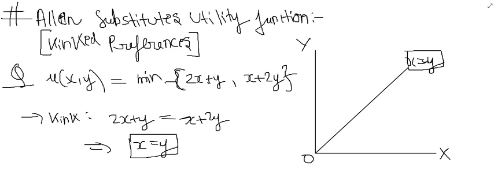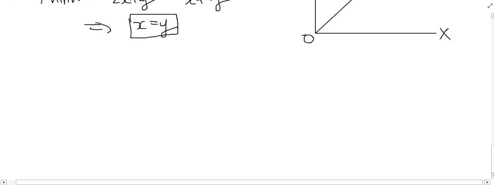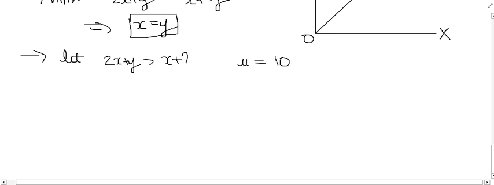Now move to the second step. The second step would be to take cases about the utility function. First we have to assume some utility level, and we would use that utility level to plot the indifference curve. Let's assume the utility equals 10, since we have multiples of 2 in the utility function. So in the first case, let 2x plus y be greater than x plus 2y. Since we have a minimum function, our utility would equal x plus 2y, and we're plotting it equal to 10.